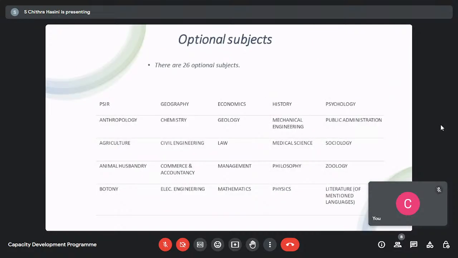And for prelims also, mostly the same subjects will be there, but those are of descriptive type, and these are of multiple choice questions type. And you'll also have a negative marking for the prelims.